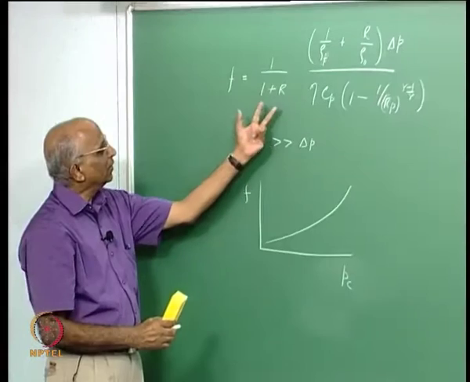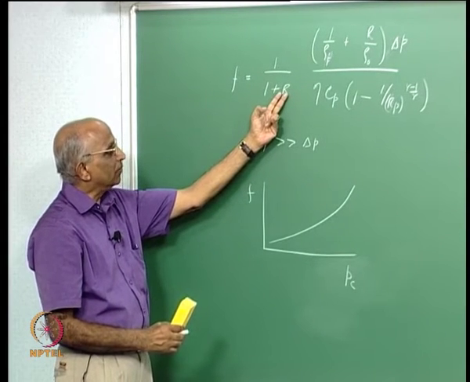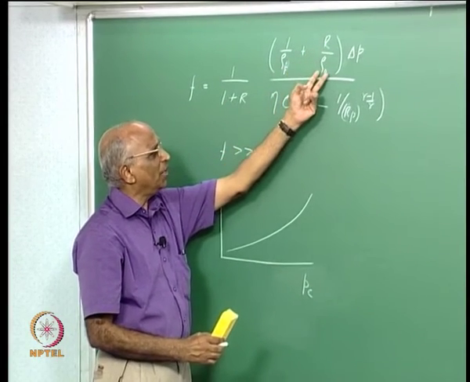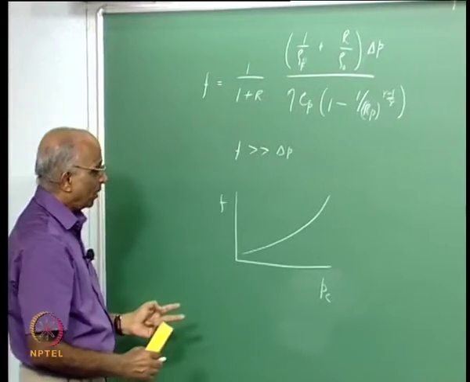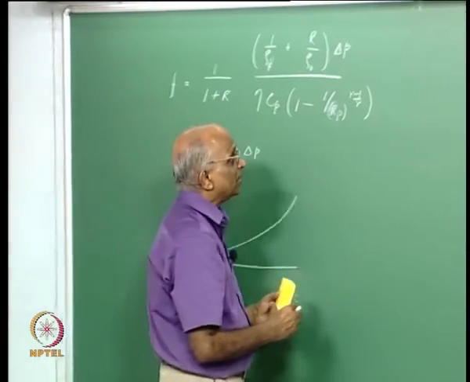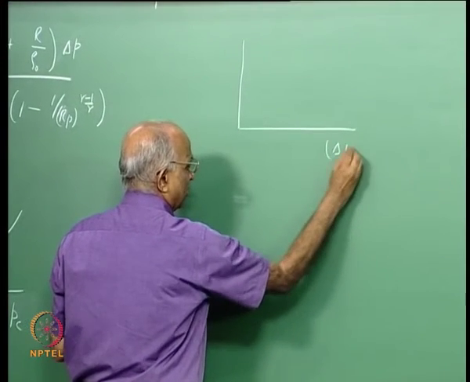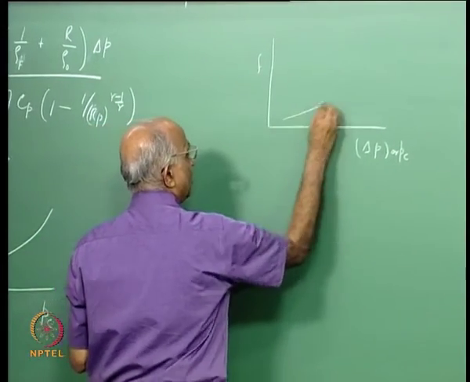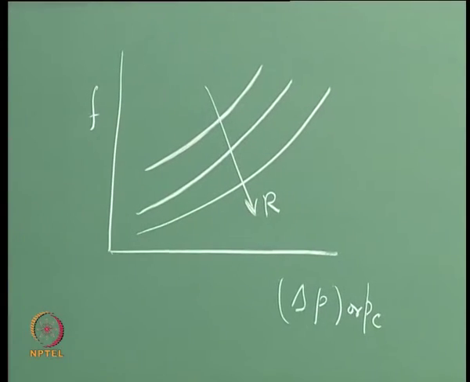How will it change with, let us say, the overall mixture ratio? If the overall mixture ratio is higher, F will be smaller, because I have R over here, and this R is modulated by the density and multiplied by some number. Therefore the value of F will decrease as R increases, and I can plot the second ratio as delta P, which is the same as Pc, as a function of F. Maybe I will get a series of lines for different values of R, and as R increases the value of F decreases.